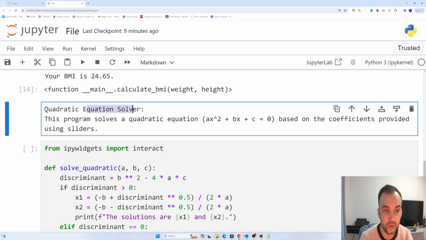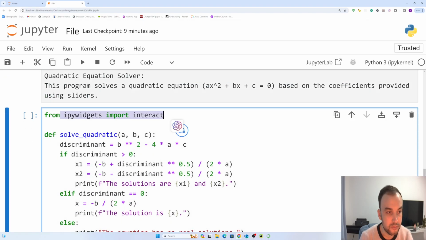In this video we will do a project to solve quadratic equations, and we can call it a quadratic equation solver. For example, you have an equation like ax squared plus bx plus c equals 0, and you want to know whether this equation has a solution or not.